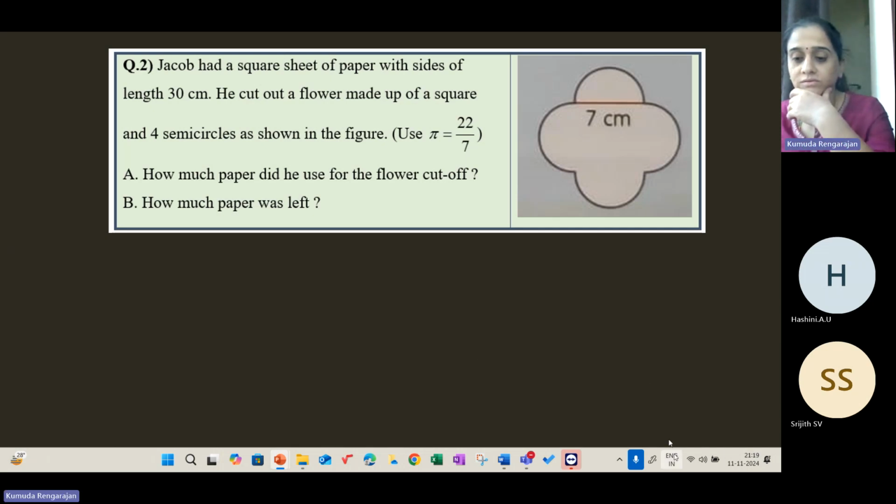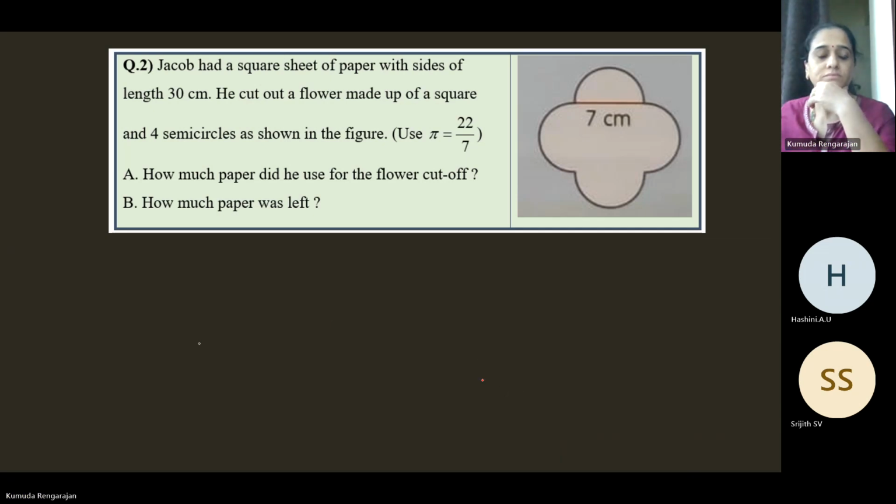Yeah, look at this question. Jacob had a square sheet of paper with sides of length 30 centimeters. He cut out a flower made up of a square and 4 semicircles as shown on the figure. How much paper did he use for the flower cut off? How much paper was left?